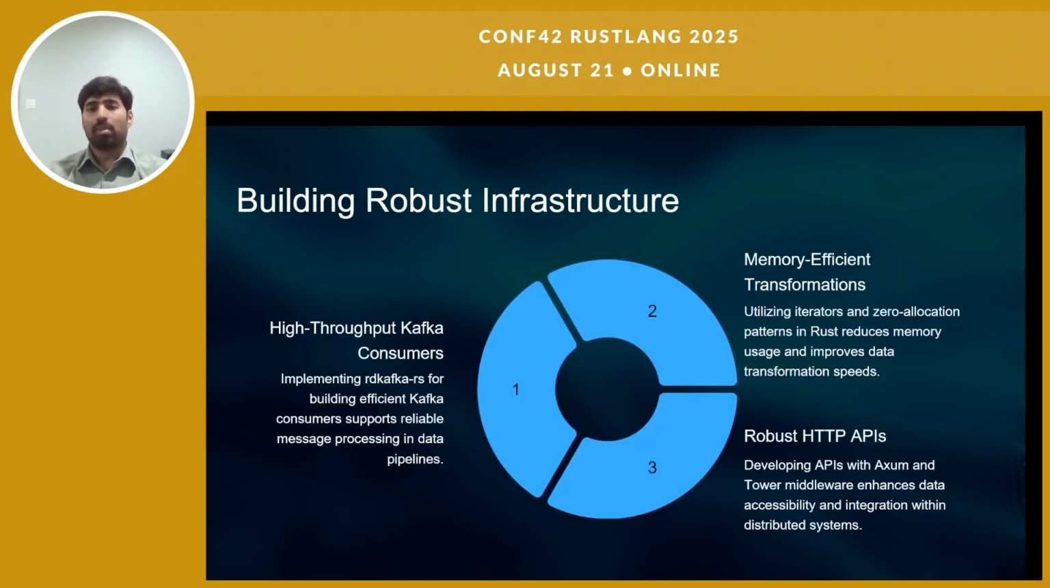So now let's talk about building the infrastructure that supports these high performance pipelines. For me, it starts with high throughput Kafka consumers. I use the rdkafka-rs library, which is a Rust wrapper around the battle tested Kafka C library. It gives us reliable, low latency message consumption at scale, which is perfect for ingesting millions of events per second without dropping messages.